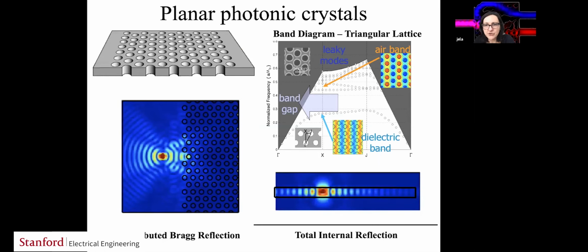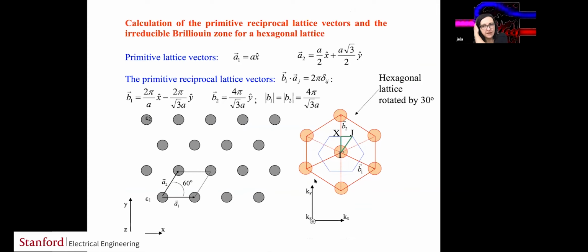So what are these directions, gamma X, XJ, and gamma J? I know B1 and B2 have length of 4 pi over root 3 a. This is 90 degrees, this is minus 30 degrees. It's very easy to find what these are. For example, gamma X, obviously, is along the ky direction. So going from gamma to X means that kx is 0, ky goes from 0 to 2 pi over root 3 a, because the length of the reciprocal lattice vector B2 is 4 pi over root 3 a, but I go only half of it because you are plotting perpendicular bisectors.